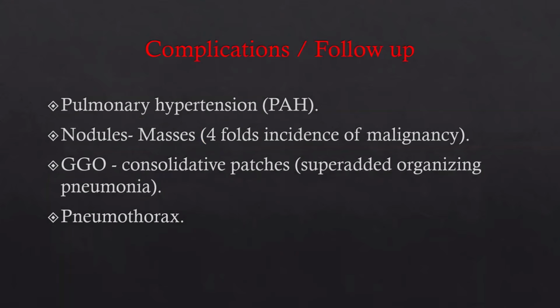In any case of UIP, in follow-up, you should search for any complications, pulmonary hypertension, pulmonary arterial hypertension, any nodules or masses, because the incidence of malignancy is 4-fold more than normal. Search for any ground glass or consolidative changes because of superadded infection or organizing pneumonia, pneumothorax, as we saw in one of our cases. So those are the most common complications. You should search for these complications in any case of UIP on follow-up.